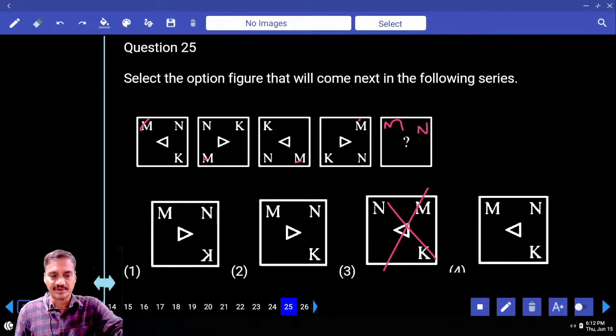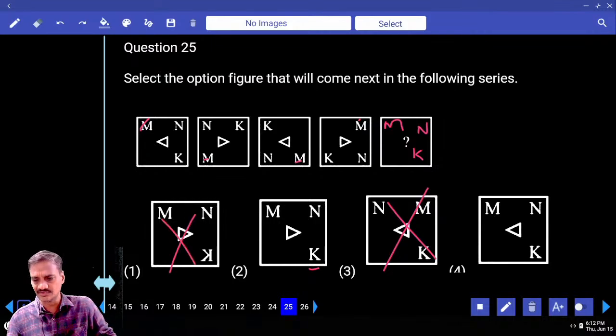And K. Now how does K move? K again moves in the reverse order. As K is moving in the reverse order, 1, 2, 3, 4. And what is the choice we have? K must be at this place. K comes here. M and K. And this is ruled out. Now we are left with these two.